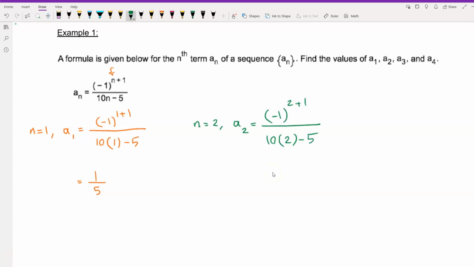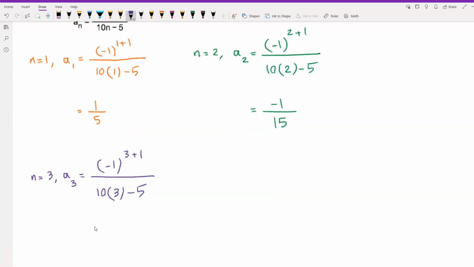Now finding a_2. Instead of n, we use 2. We have a_2 equal to (-1)^(2+1) divided by 10 times 2 minus 5. In the numerator, we have (-1) to the power 3, which is -1, and the denominator is 10 times 2, which is 20, minus 5, which is 15. So the answer for this part is -1/15.